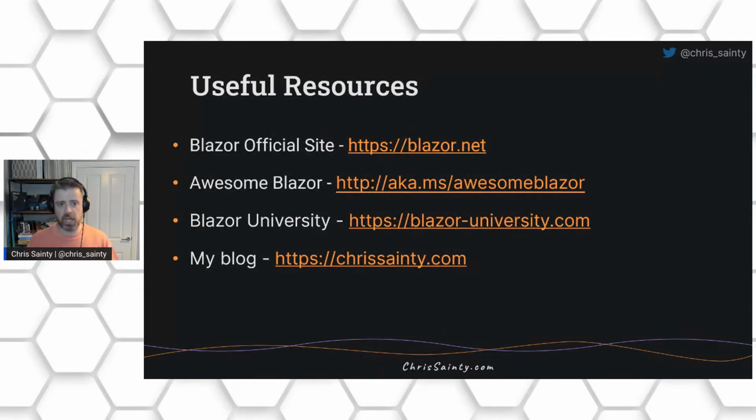So just to finish up, a couple of useful resources here for you. We've got the official Blazor site at blazor.net. We have Awesome Blazor, which you can get to through the short link aka.ms/awesomeblazor. And that's a community repo that showcases loads and loads of Blazor projects, from NuGet packages to blog posts to videos. It's just got everything on it. It's a fantastic one-stop shop for Blazor stuff.